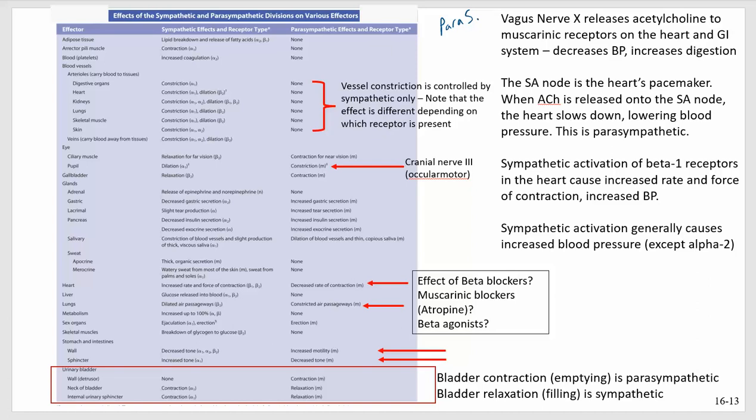All right, and then bladder emptying is parasympathetic. Let's see, I have that written there correctly, right? Bladder contraction and emptying, yes, you pee, rest and digest, is parasympathetic. Bladder relaxation and filling, to relax that muscle, is sympathetic.